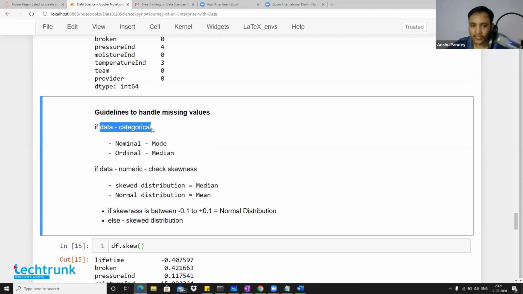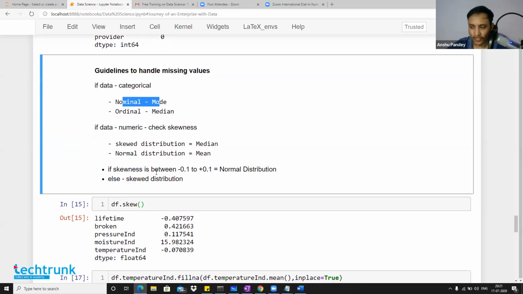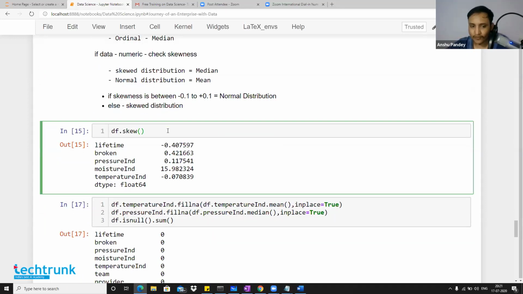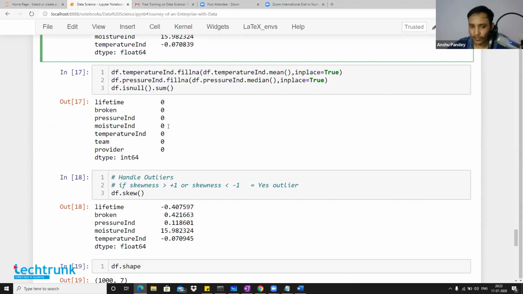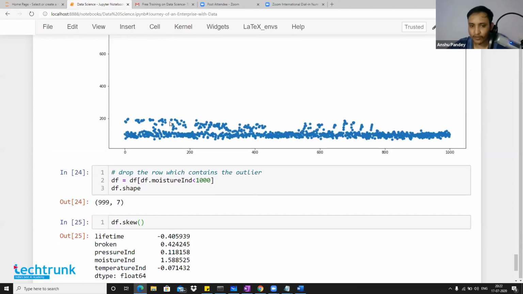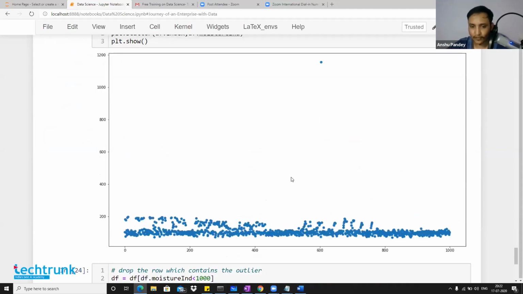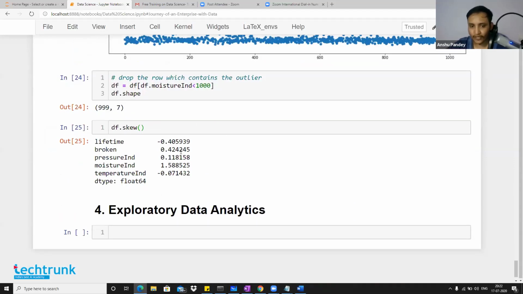So in order to handle the missing values, we looked at that if the data is categorical and nominal, you would want to fill the missing values by mode. If it is ordinal, you would want to fill it by median, right? And for numeric, accordingly, we have different situations. We looked at the skewness of data, understood the concept of skewness, and scaling of data as well. We also identified outliers and tried to clean those as well, right? So this is what we've seen so far.